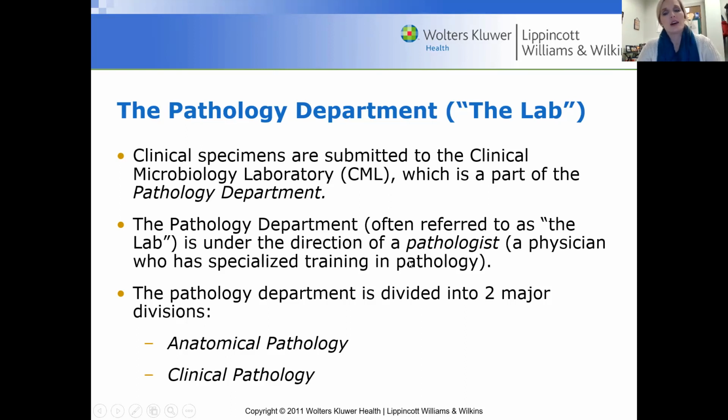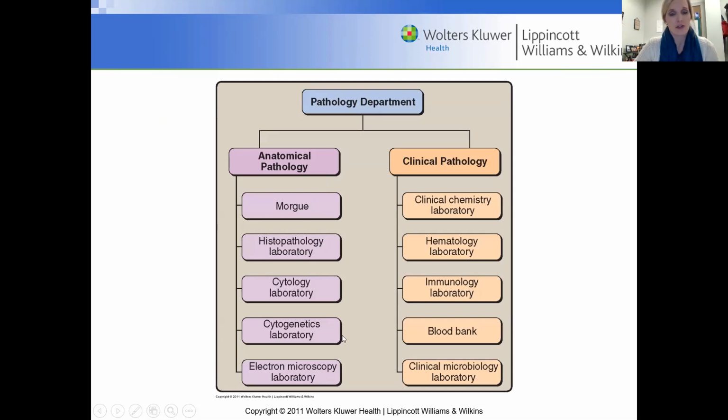It is under the direction of a pathologist, who is a physician that specializes in pathology. There are two major divisions, but the main thing I want you guys to be familiar with is just the lab itself. There is anatomical and clinical pathology, as it breaks that down here for you on this diagram. The morgue is part of the anatomical pathology. Histopathology, which would be like tissue samples, would be part of the anatomical. Cytology, which would be focusing on different cells, is part of that. Cytogenetics, which would be cellular genetics and things of that nature.